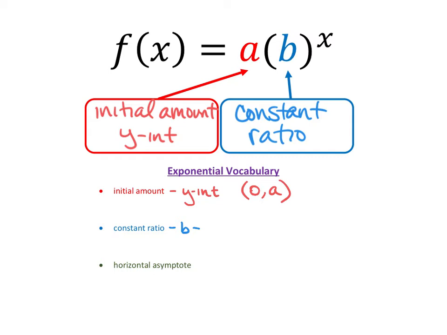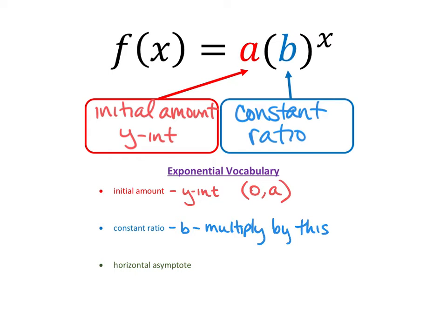This is how the function changes, okay? So this is what we're going to multiply by each time we plot a new point. It's our constant ratio. So again, if I say it doubles, we're going to multiply by 2. If I say it triples, it's going to multiply by 3. If I say it halves every time, you're going to multiply by a half. The constant ratio.